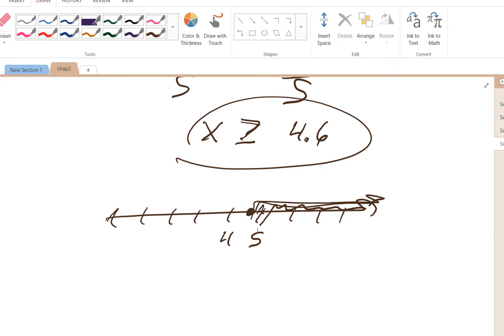In this case, since we're starting at 4.6 and going in that direction, 4.6 is the number that we're going to start with. Again, it contains it, so that's a bracket. This time we're going to positive infinity, so we're going to put an infinity sign with a parenthesis. Always put the parentheses with infinity because it's not a number. That's how you would write that in interval notation.